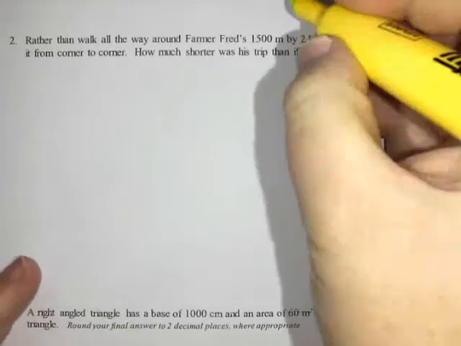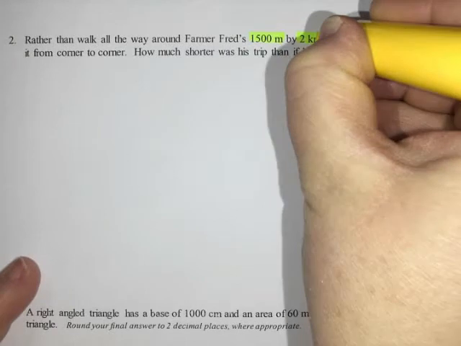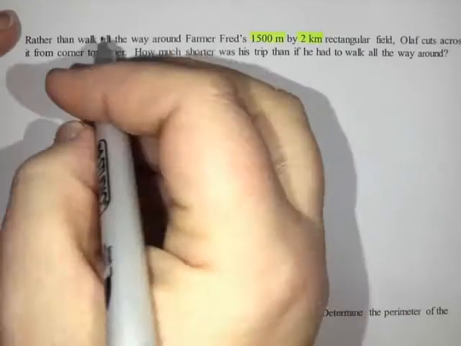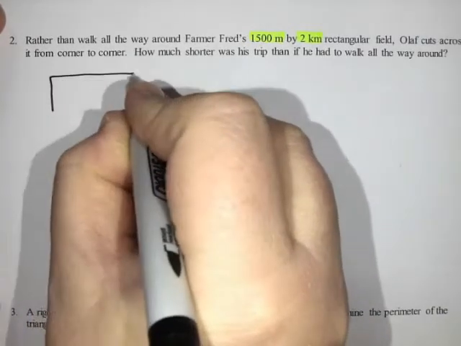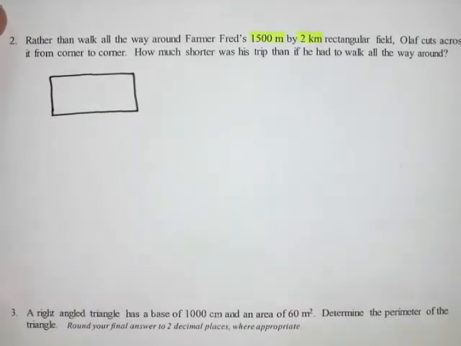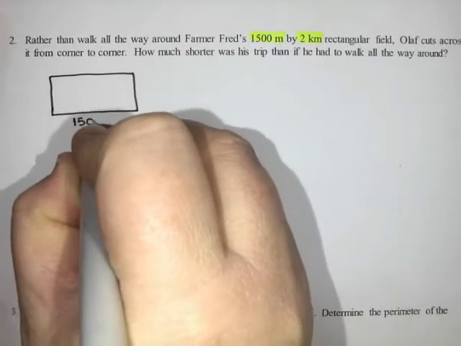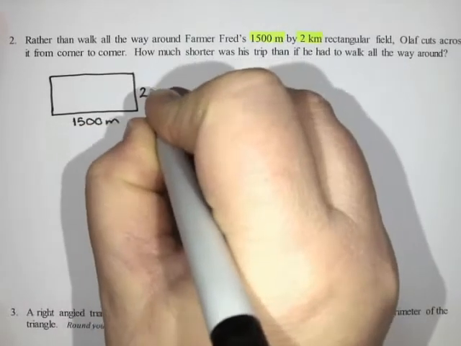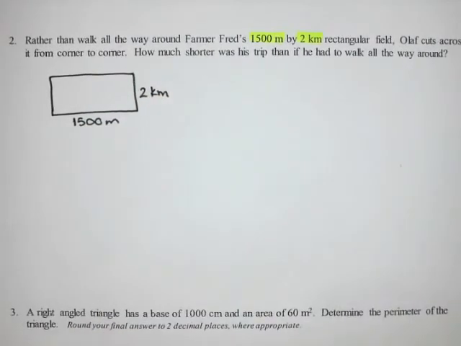So I'm just going to highlight our important information. It says that his rectangular field is 1,500 meters by 2 kilometers. So the first thing I'm going to do is just draw myself a picture of a rectangular field that is 1,500 meters by 2 kilometers. Now, the first thing I notice is that the units on this don't match. And I am going to have to address that.